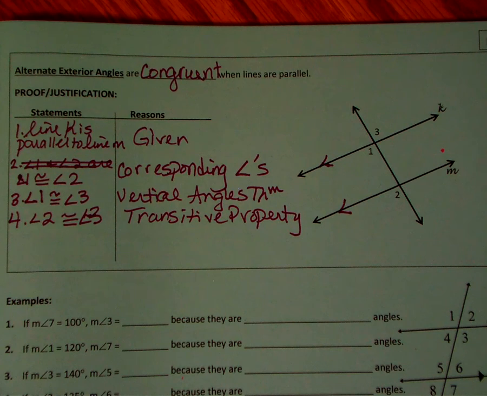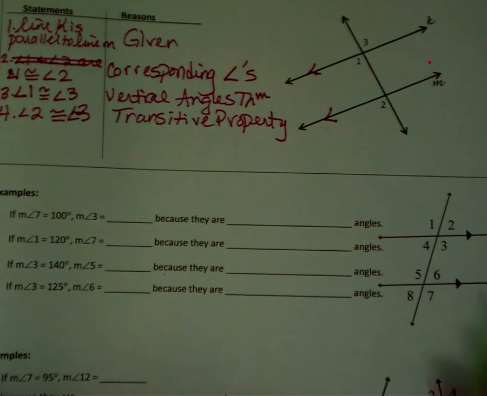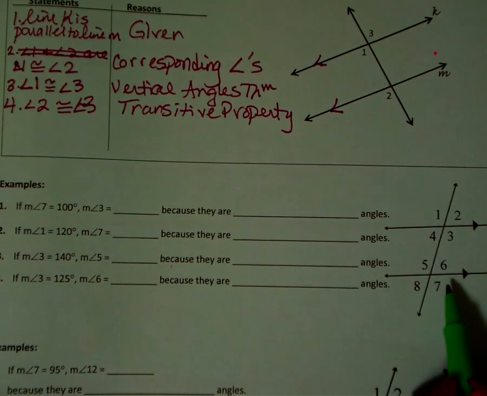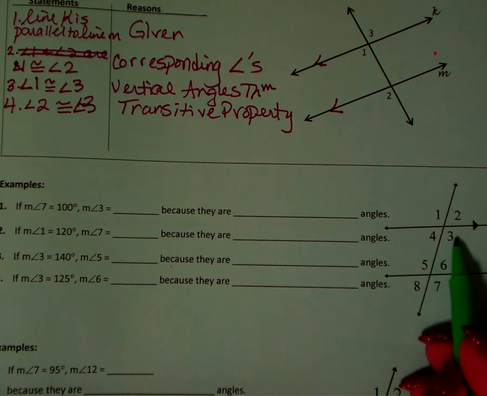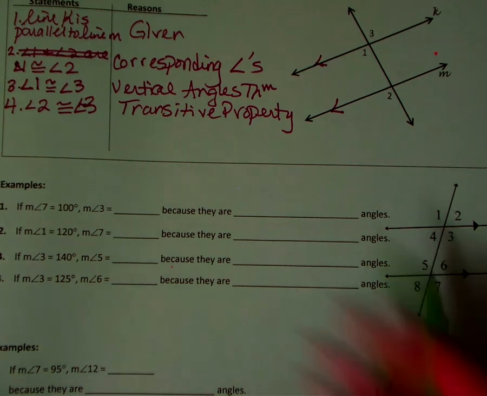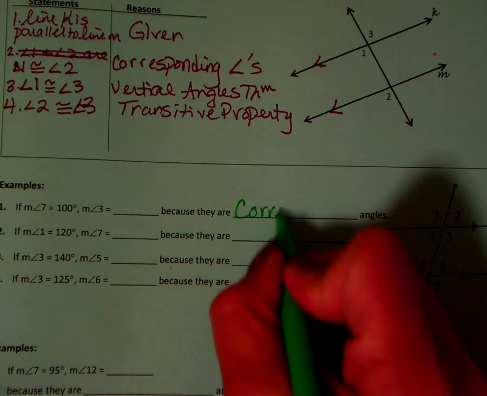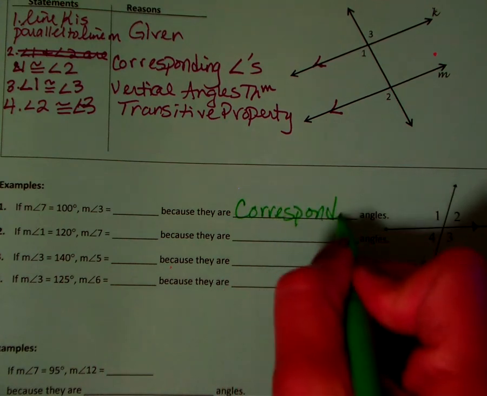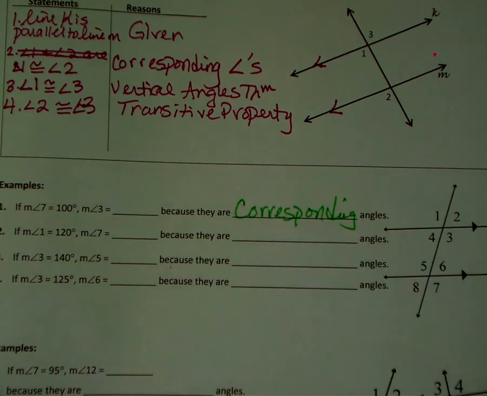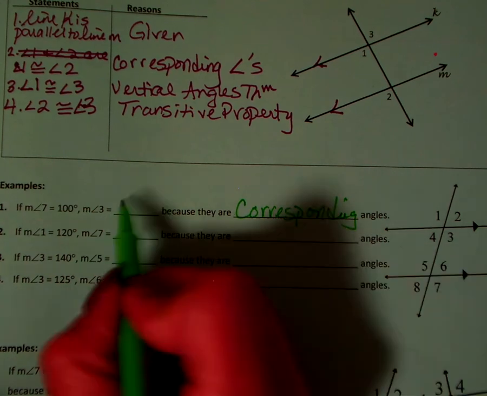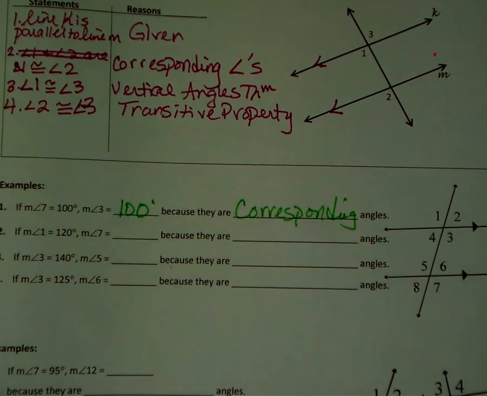Okay, so let's do a little bit of work here. Some examples. So the measure of angle 7 is 100, and these are going to change all the time, otherwise I'd put 100 on here. Okay, so if 7 is 100, angle 3, what kind of angle is it? Corresponding. Okay, and what do we know about corresponding angles? Is that they're congruent, so that angle 3 is also 100 degrees.